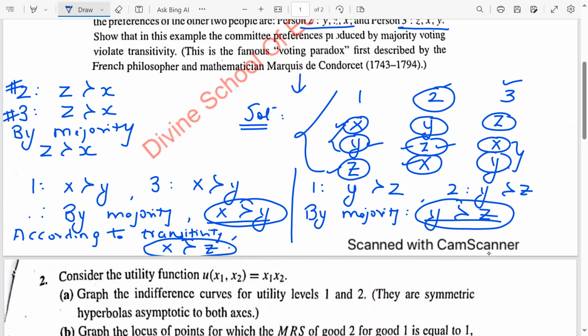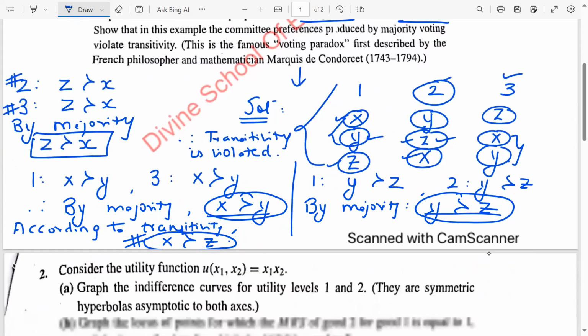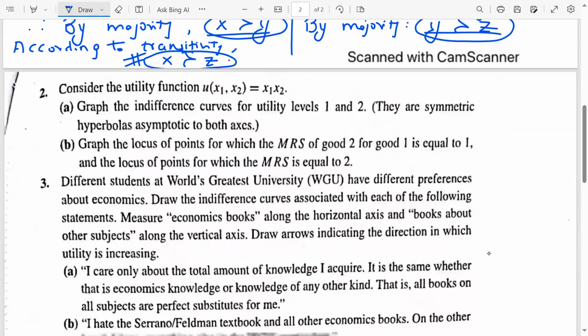Because if you go by majority voting, alternative Z should be preferred to X. But if you go by transitivity, X should be preferred to Z. So I can say therefore transitivity is violated. I haven't come to the whiteboard. I solved this question here. Okay. So I stop in this particular lecture.